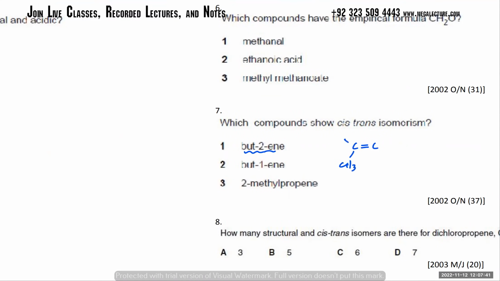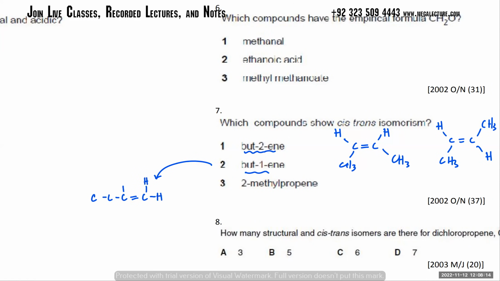the shape around the double bond is trigonal planar. So you're going to have a cis version, and you're going to have the other version as well, which is the trans version, where the CH3 instead of pointing downwards is pointing upwards. I said but-1-ene, will it show cis-trans? But-1-ene is 4 carbon atoms. So there's going to be 2 H's with this one. 1 H. No sir, this one won't.